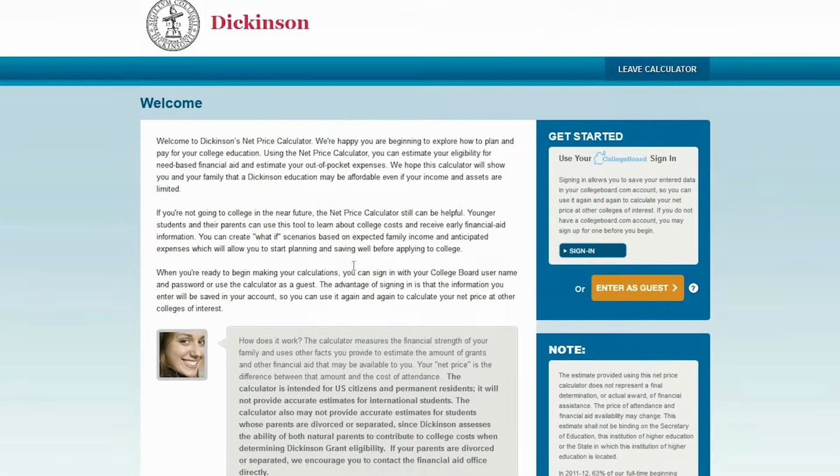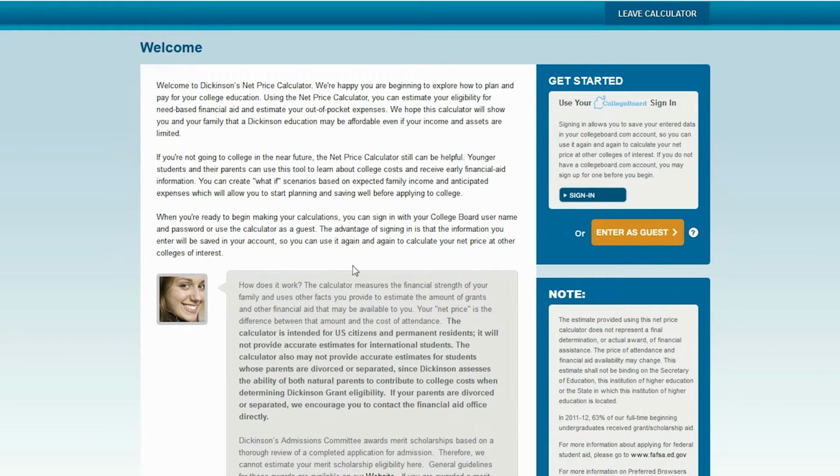On this page, be sure to read it very carefully. So who can use it? Anybody that's a United States citizen can use this. It does not work at all if you are an international student, and it does not work well if your parents are divorced or separated. The net price calculator is essentially just a tool that's going to help prospective students gauge where they stand in terms of determining their eligibility for need-based financial aid.